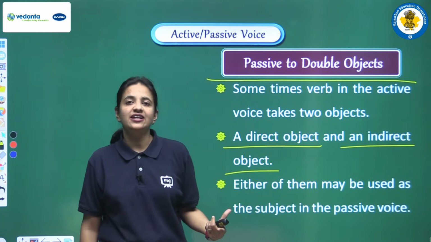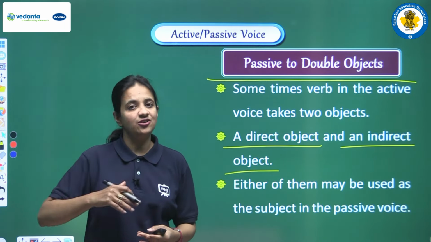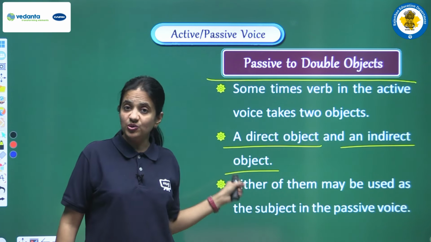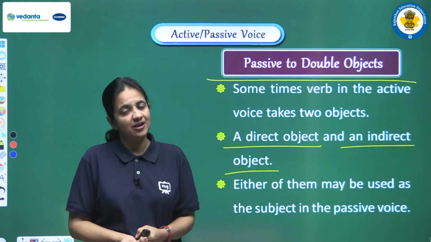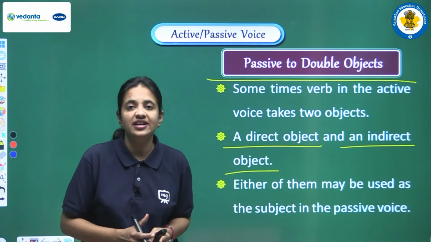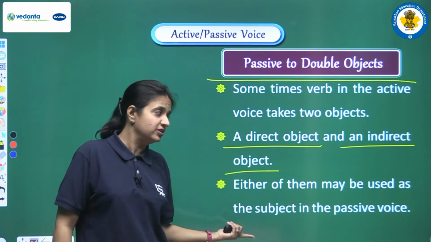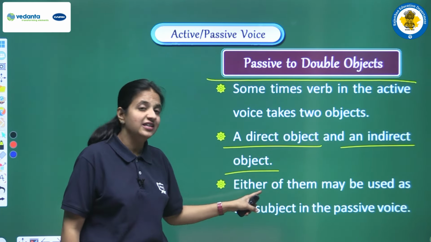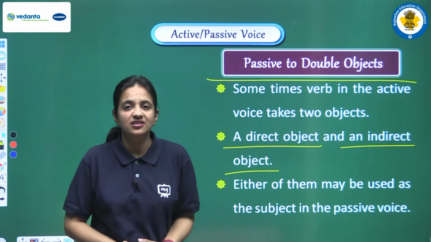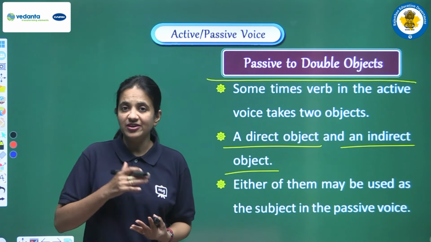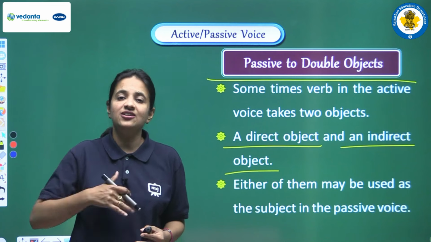Now this thing is clear that when we are writing a sentence in the passive voice, then obviously our sentence will start with the object, but now we are having two objects in the sentence. So obviously we are having this kind of question in our mind: which object should we choose to start the sentence? So for that we are having this thing that either of them may be used as the subject in the passive voice. So at that time we are having two options. We can make our passive voice in two forms because we are having two objects. So we can make two sentences that we can start with either of the objects.